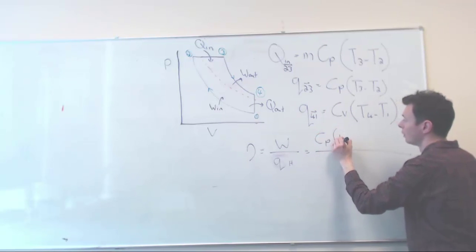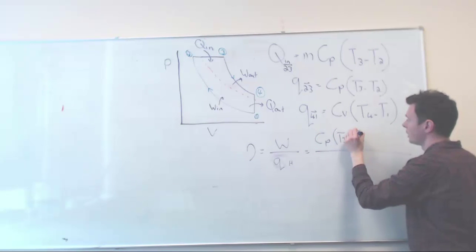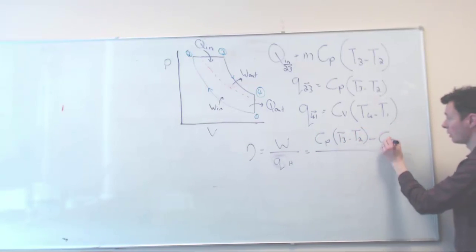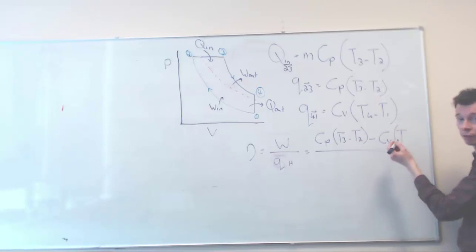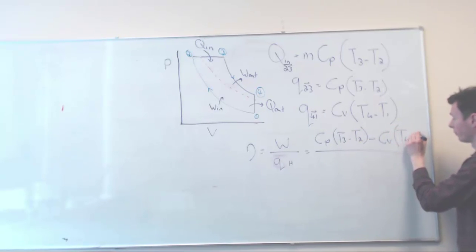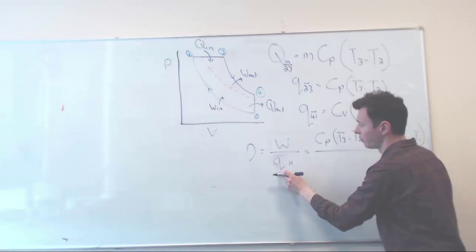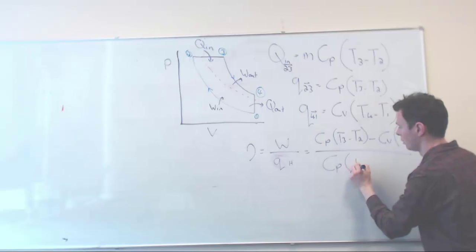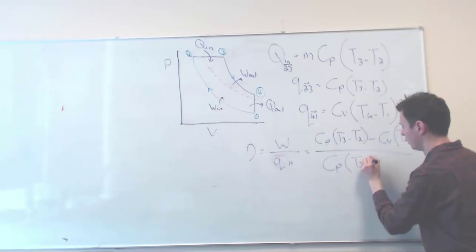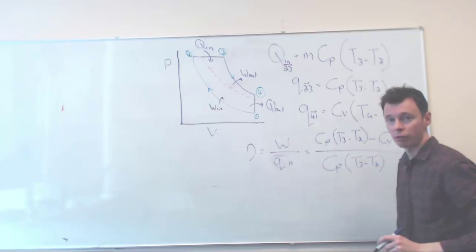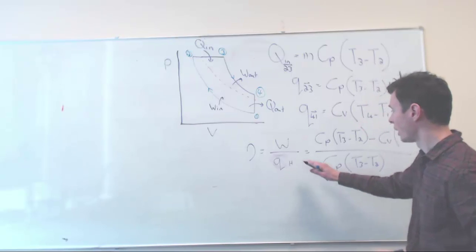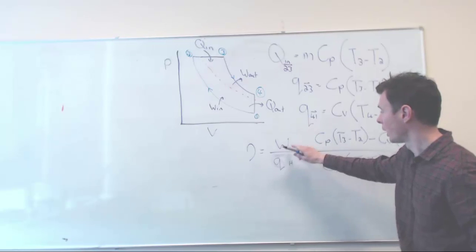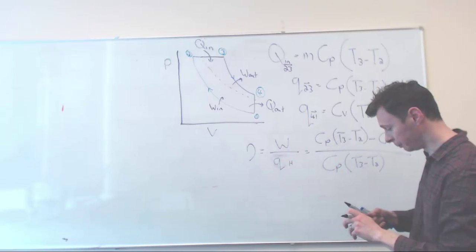Cp (T3 minus T2) minus Cv (T4 minus T1), and divided by the hot temperature. So Cp (T3 minus T2). So that way we can work out the work done by our cycle and also its efficiency.